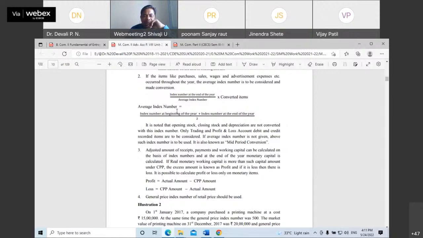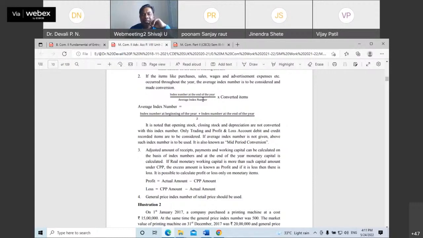Now there is an average index number also. See how we are getting the average. Average means you know that there is the beginning and end, so we have to take the average of both. How do you get it? Index number at the beginning of the year plus index number at the end of the year divided by 2. It is the indication of the average, and this average index number we can use to get the converted value of the given items throughout the year.